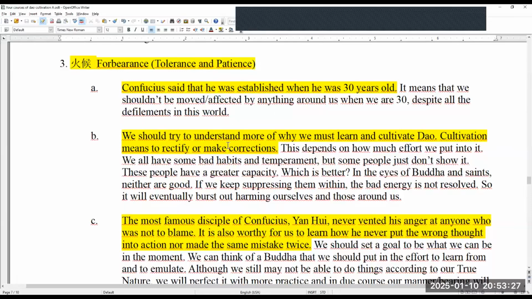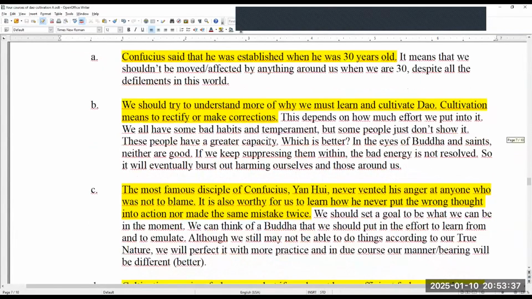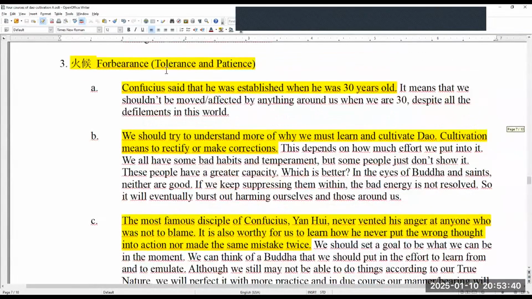Then, to understand more of why we must learn, cultivating the Tao means to rectify and make corrections to our mistakes. So basically, that's part of the forbearance aspect, the tolerance and patience to be able to do that. Because after all, it took some time for Confucius to become established. So we also need some time and patience to be able to learn about these things.